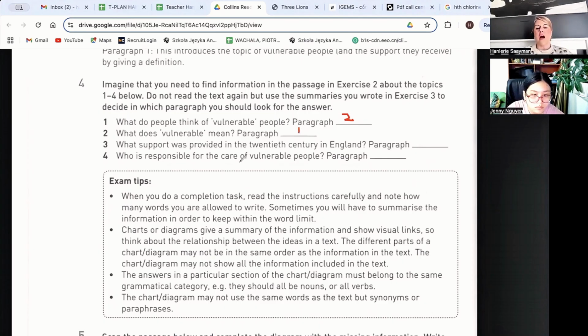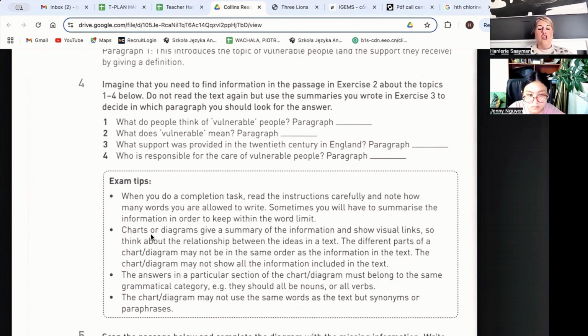What support was provided in the 20th century in England? Paragraph 3. Yeah, well done, Jenny. And who is responsible for the care of vulnerable people? Paragraph 2. Yes. Jenny, you are so smart. Well done. Once again, when you do completion tasks, read the instructions carefully and note how many words you are allowed to write. Okay, sometimes you will have to summarize the information in order to keep within the word limit.